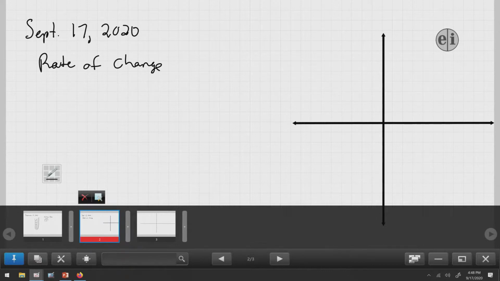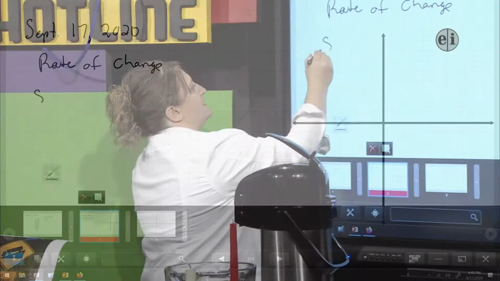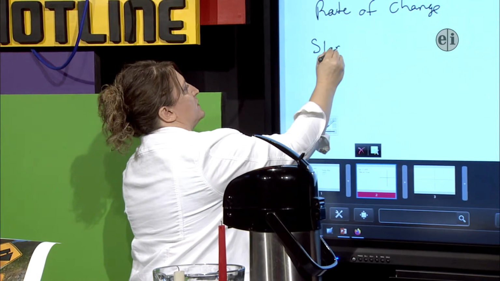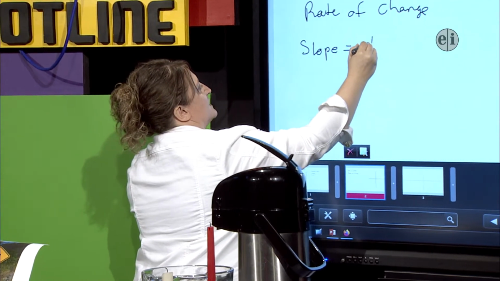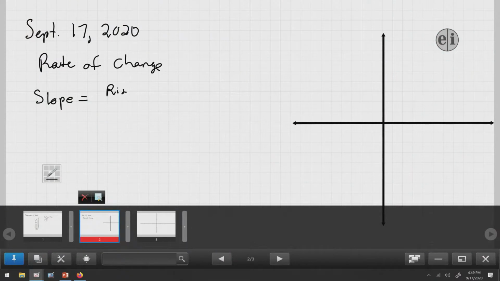Excellent. Okay, so we talked about slope as being rise over run. So slope is the rise, or the vertical change, over the run. And if you need arrows, it is the up or down. It could be down over the right or to the left.